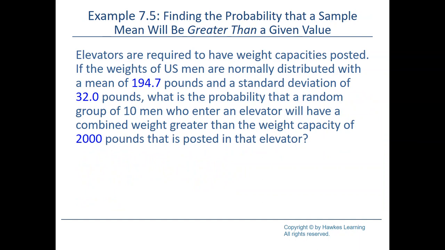Elevators are required to have a weight capacity that's posted. Now, if the weights of U.S. men are normally distributed with a mean of 194.7 pounds and a standard deviation of 32 pounds, what is the probability that a random group of 10 men who enter an elevator will have a combined weight greater than the weight capacity of 2,000 pounds? Now, that is in that elevator in particular.